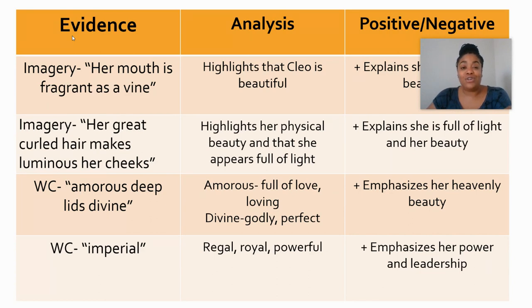So, scholars, you should have in front of you a T-chart with two pieces of evidence that shows how the author uses imagery to paint a picture to characterize Cleopatra. Then you should have two pieces of evidence that shows how the author uses word choice to characterize and explain Cleopatra.